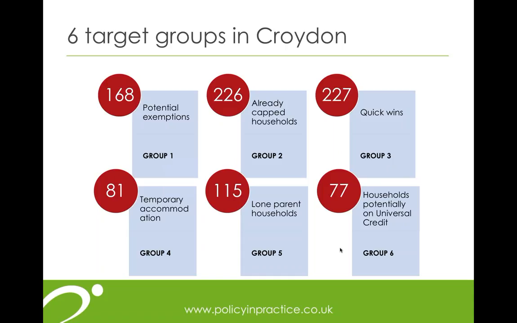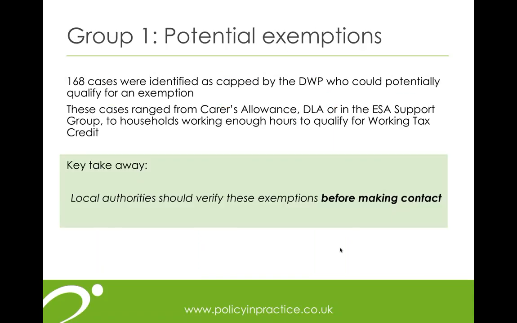168 potential exemptions, 227 houses that are already capped, 227 what we call quick wins, houses that are in work or close to the employment world, 81 houses in temporary accommodation, 115 lone parents, and 77 households potentially earning universal credit. So let's start with the first group, potential exemption.